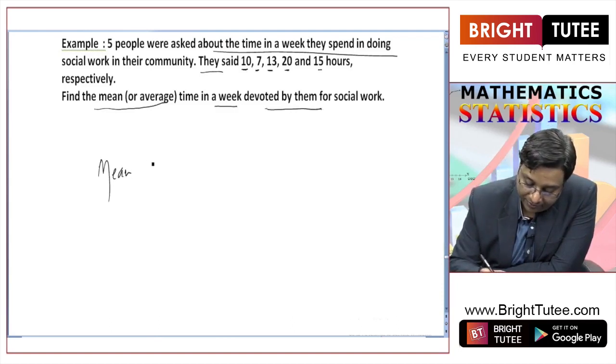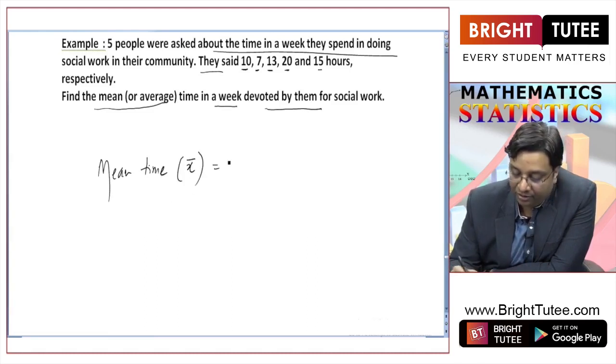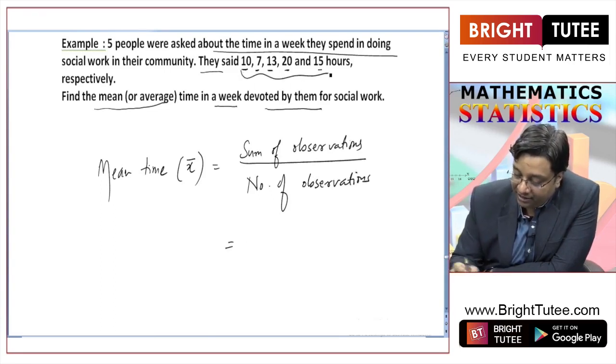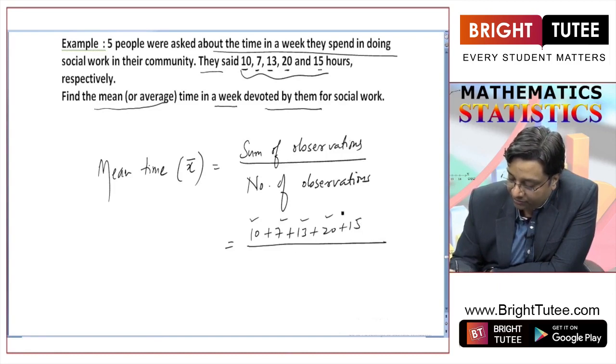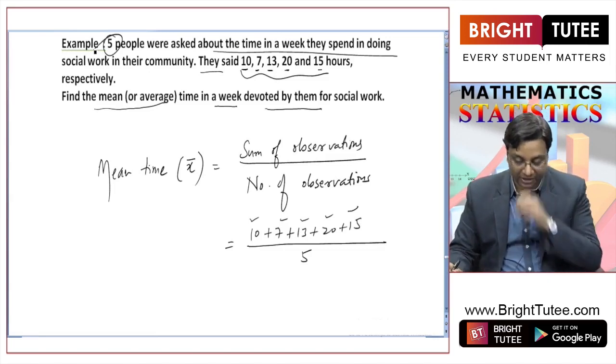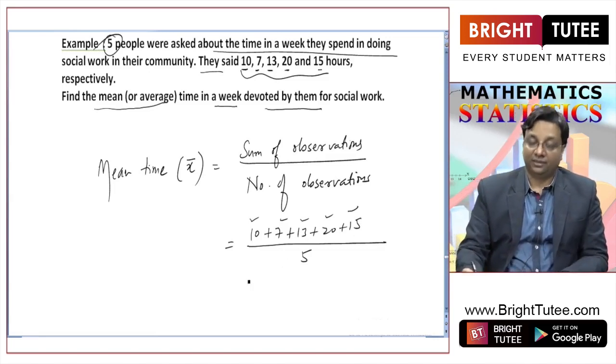So mean time, let's denote it by x bar, will be equal to sum of observations divided by total number of observations. What is sum of observations? You will add these hours, 10 plus 7 plus 13 plus 20 plus 15. And what is the number of observations? 1, 2, 3, 4, 5. So 5 people were asked. So number of observations is 5. So you divide this sum by 5.